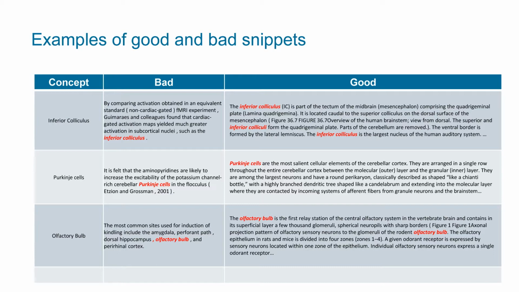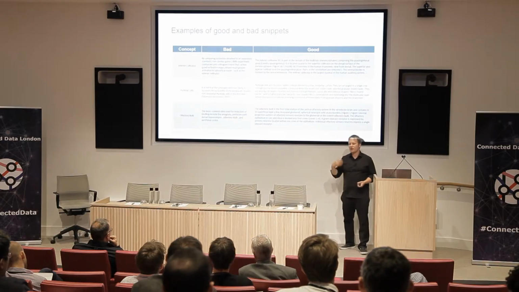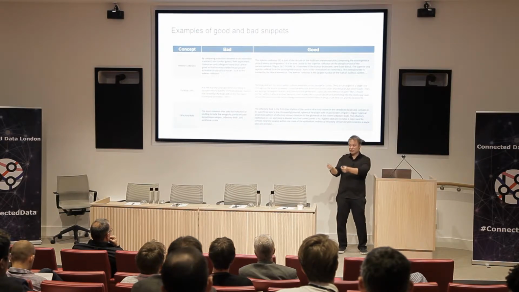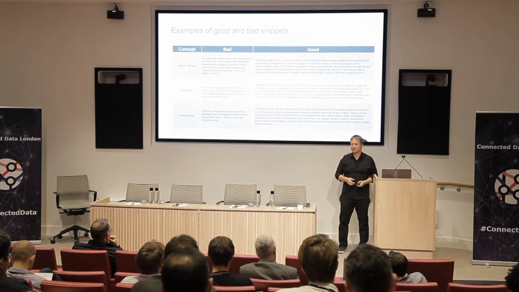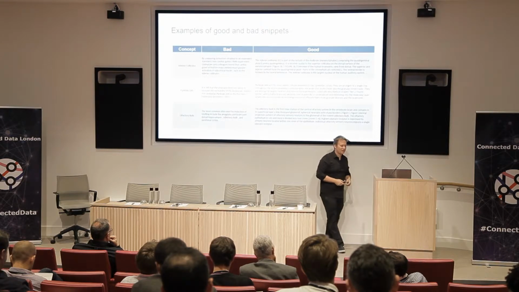Whereas over here, we have: the olfactory bulb is the first relay station of the central olfactory system. That gives you a pretty precise definition. In this case, we built a simple classification model. I think it's an SVM using about 30 features to automatically classify whether a sentence is a good definition or not. And that's how we populate the knowledge graph.